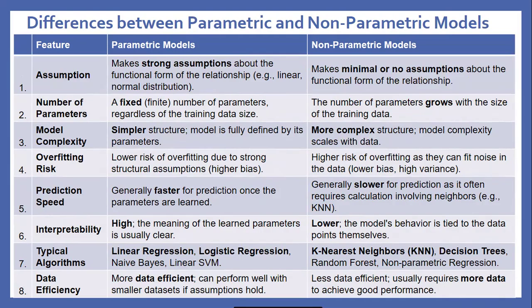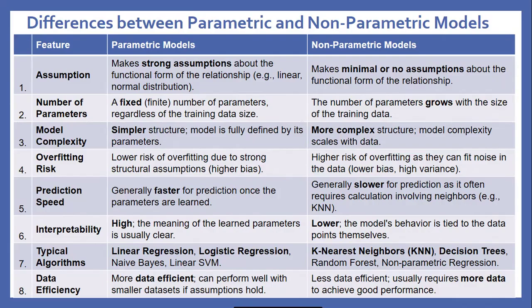Moving to the next question: difference between parametric models and non-parametric models. Assumption: parametric models make strong assumptions about the functional form of the relationship. Example: linear, normal distribution. Non-parametric models make minimal or no assumptions about the functional form of the relationship. Number of parameters: parametric models have a fixed, finite number of parameters regardless of training data size. In non-parametric models, the number of parameters grows with the size of the training data set.